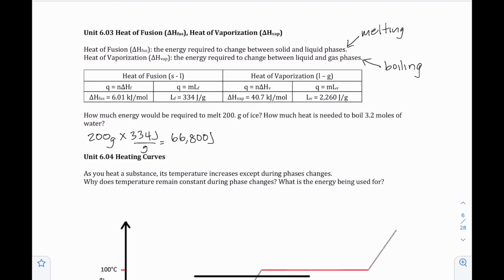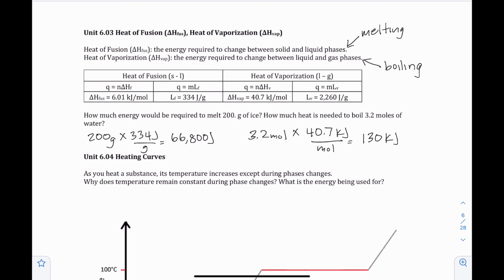Okay, and the second part of the problem says, how much heat is needed to boil 3.2 moles of water? So I'm going to start with 3.2 moles of water, and I'll use heat of vaporization because I'm boiling. The heat of vaporization value that I'm going to use is 40.7 kilojoules per mole because then my units will cancel out diagonally, okay? And the unit that I will be left with will be kilojoules.